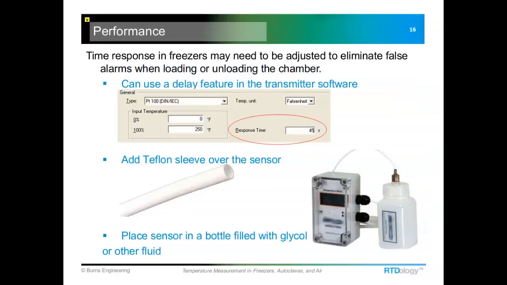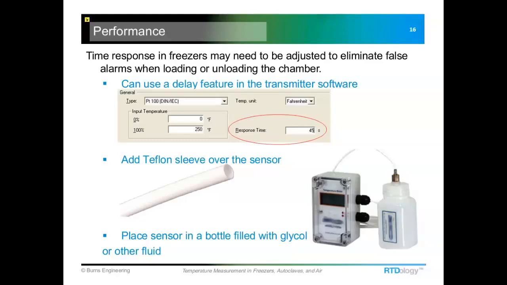One of the other features to look for in freezer temperature probes is the time response. Probes that respond too quickly can actually set off unnecessary alarms. Someone comes in to load the freezer, pull things out of it, and the door is going to be open for 2, 3, 4, maybe 5 minutes. You don't want the temperature probe sensing that initial blast of warm air that comes in.